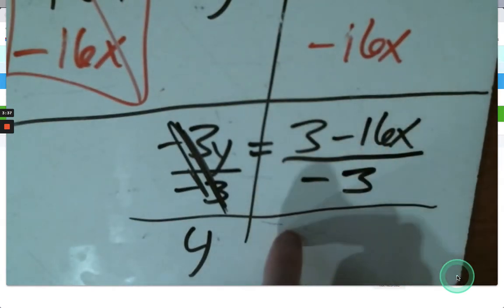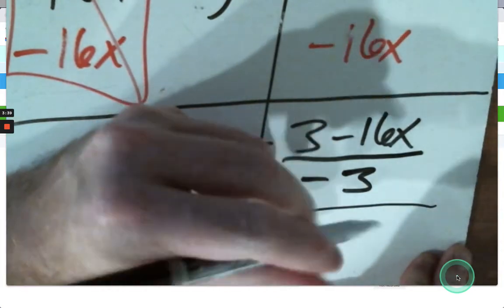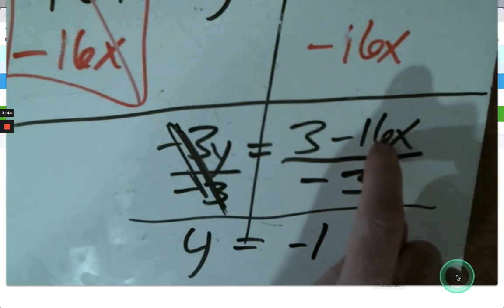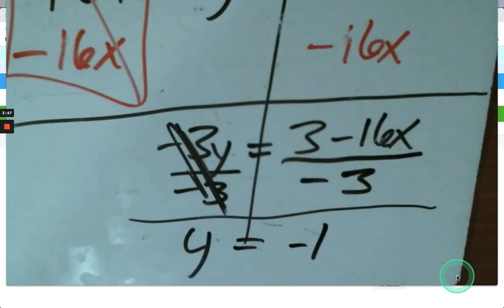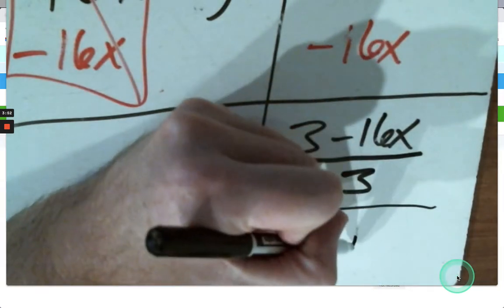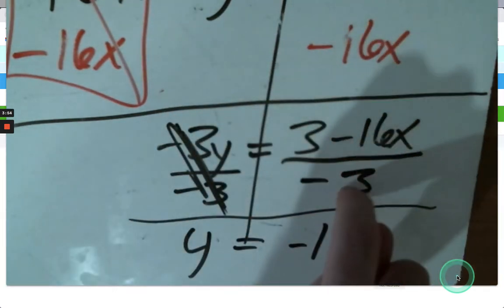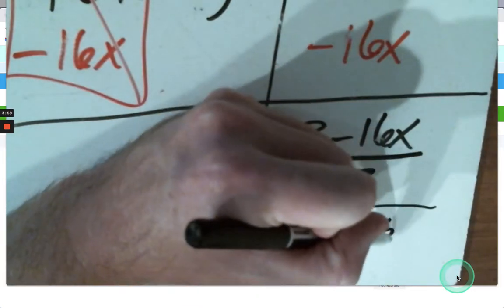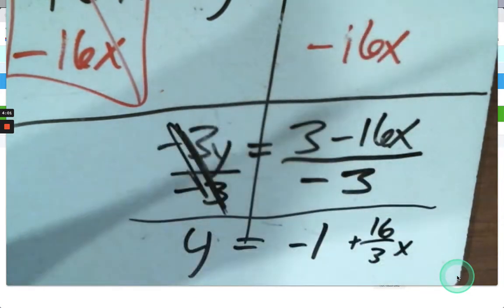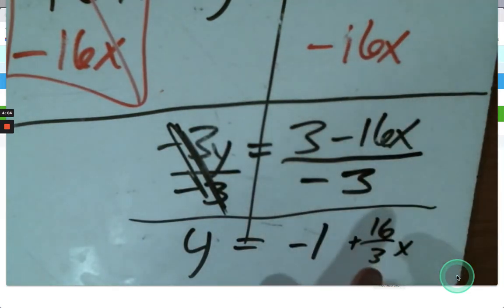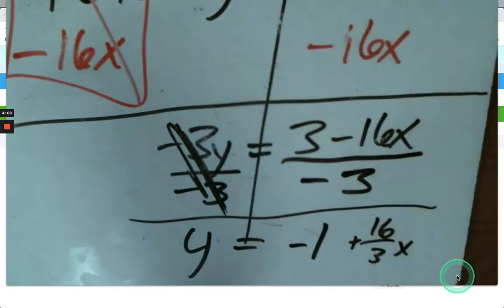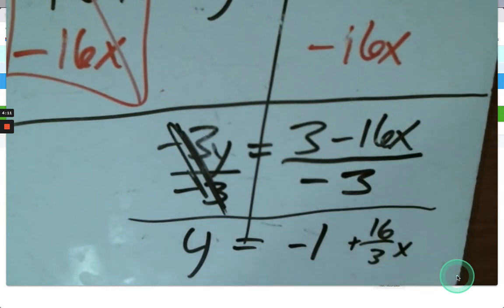3 divided by negative 3 would be negative 1. And this is what's difficult: negative 16x divided by negative 3. A negative divided by a negative is going to be a positive, so the slope's going to be positive. And 16 divided by 3 does not simplify. I can't believe IXL makes some of these this difficult in the beginning. But a negative divided by a negative becomes a positive, and since 16 divided by 3 can't be simplified, I just leave it as a fraction, 16 over 3x.